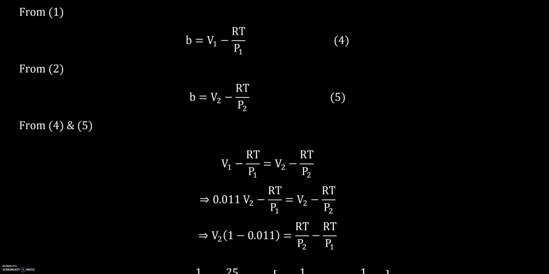So we can eliminate B initially, and then substitute for V1 and get this V2. That's what we are doing over here. So here we have eliminated B from 4 and 5 to get this equation right here. And then we've said that V1 is equal to this 0.011 times V2. These values I already know, and temperature also is known to me, which is 300 Kelvin. This is why I've done these steps.